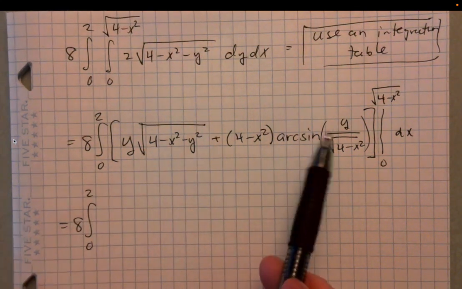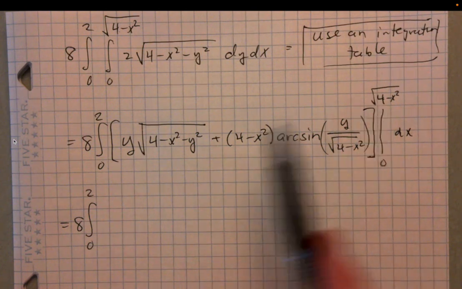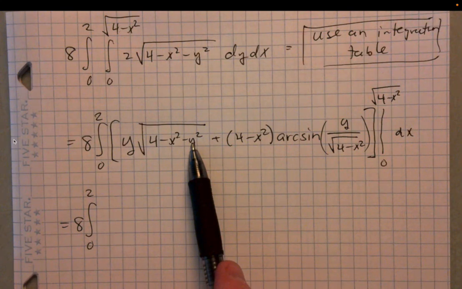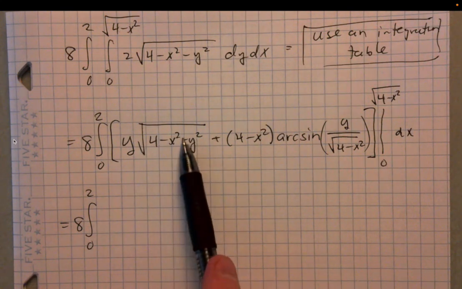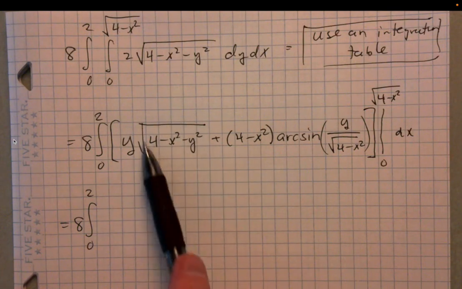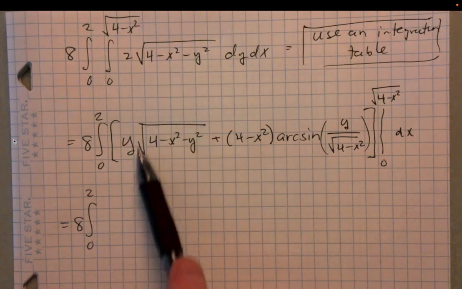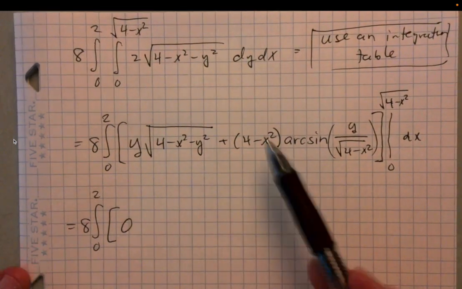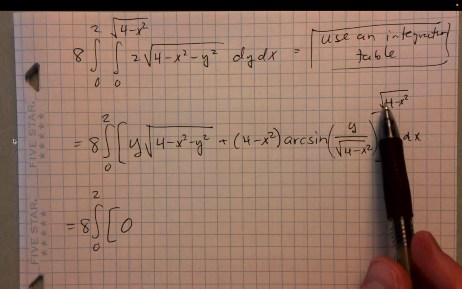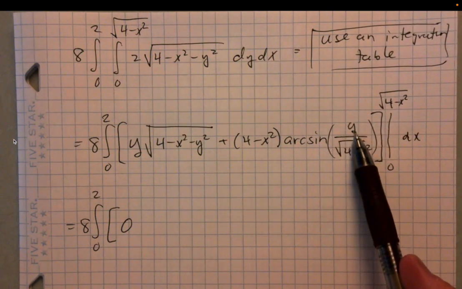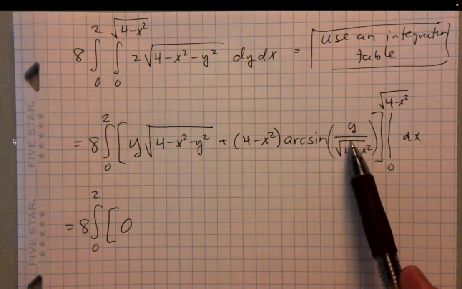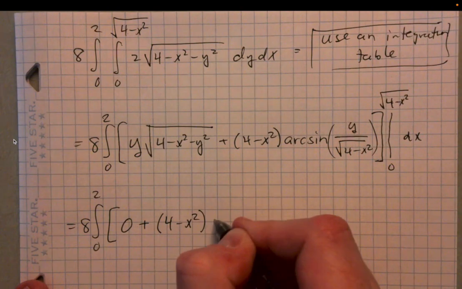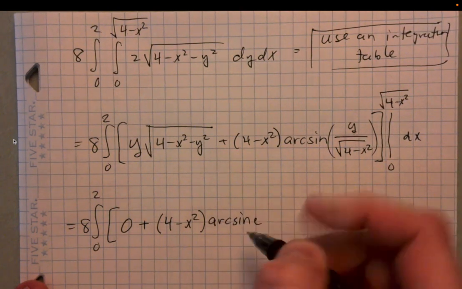Everywhere you see a y, you're going to plug this in. So notice this term here. When I plug in the square root of 4 minus x squared for y and I square it, then I get 4 minus x squared minus 4 minus x squared. So this whole radical goes to 0, right? So this whole thing is just 0, which is great, because that was starting to look awful. Now this piece here, I get 4 minus x squared, and what happens when I plug in the square root of 4 minus x squared for y here? I just get arc sine of 1. So what I end up with here is plus 4 minus x squared times the arc sine of 1.